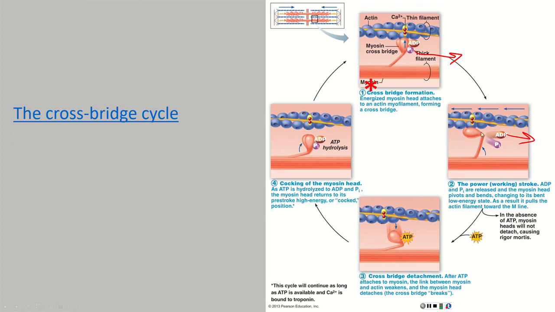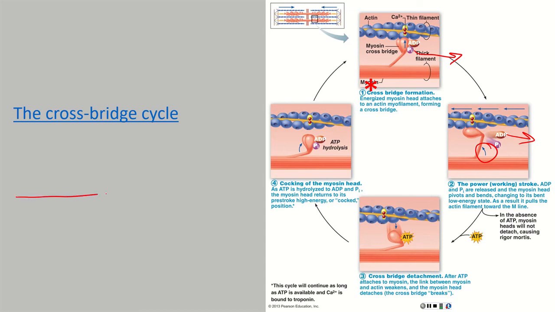So now we've removed something from this protein. What happens when we remove something from a protein? It changes shape. What kind of shape change do we get? Well, the myosin is going to bend a little bit. It's going to bend towards the M line.